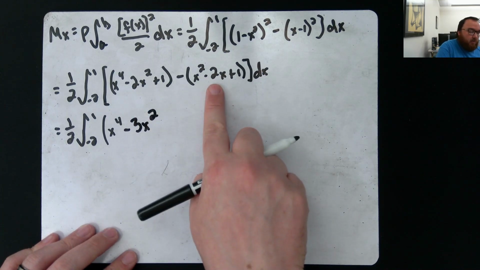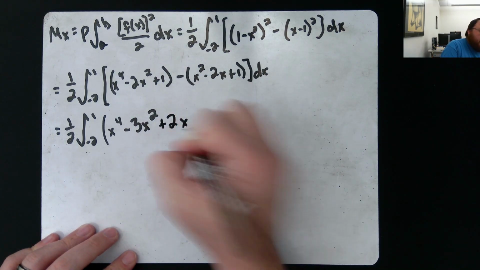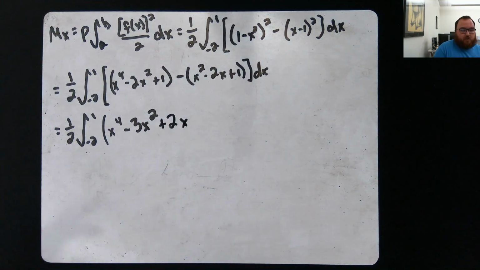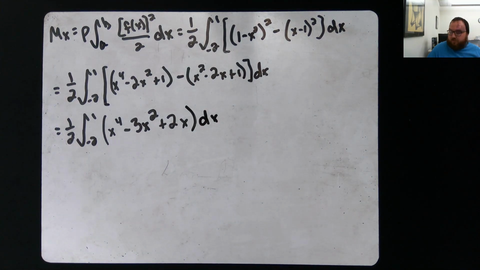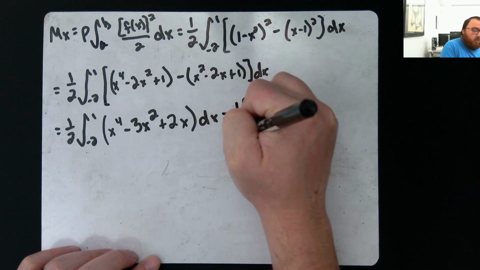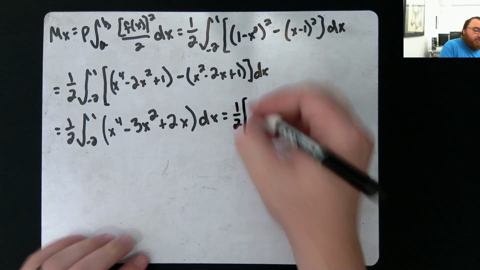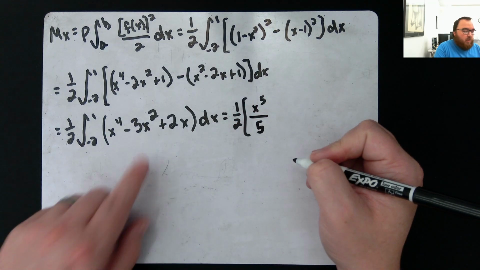There's an x right here. Minus negative 2x makes it positive 2x. 1 minus 1, they cancel out, so that's what I have left. So now I'm going to take the antiderivative of that. So 1/2. Add 1 makes it x to the 5th and divide by that power.